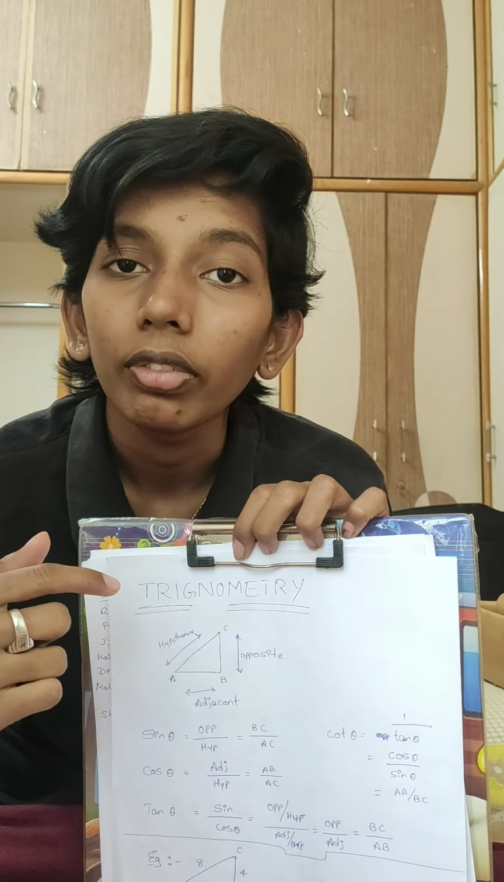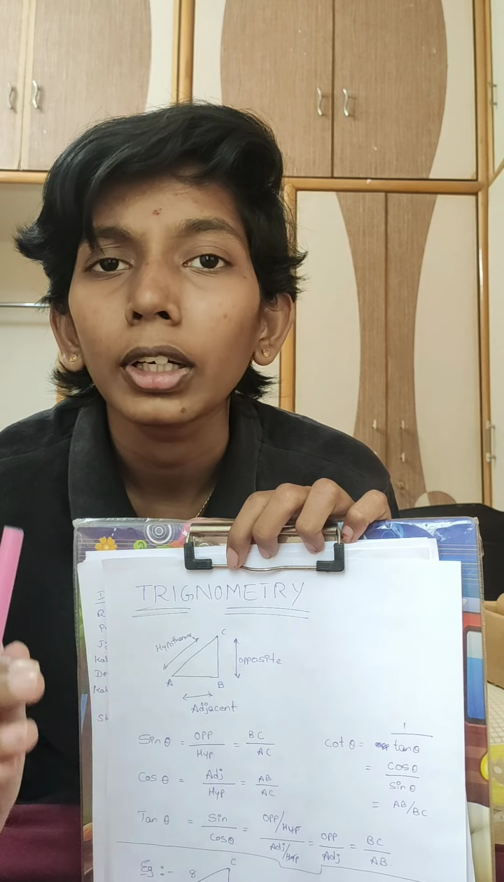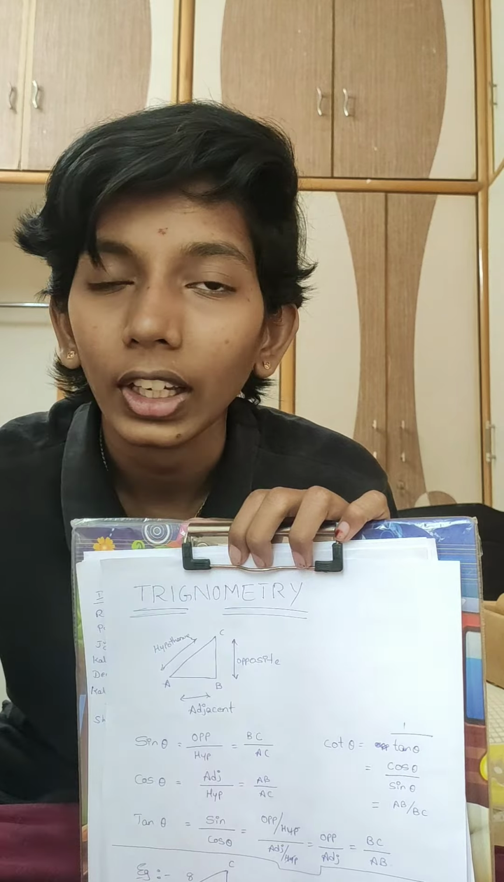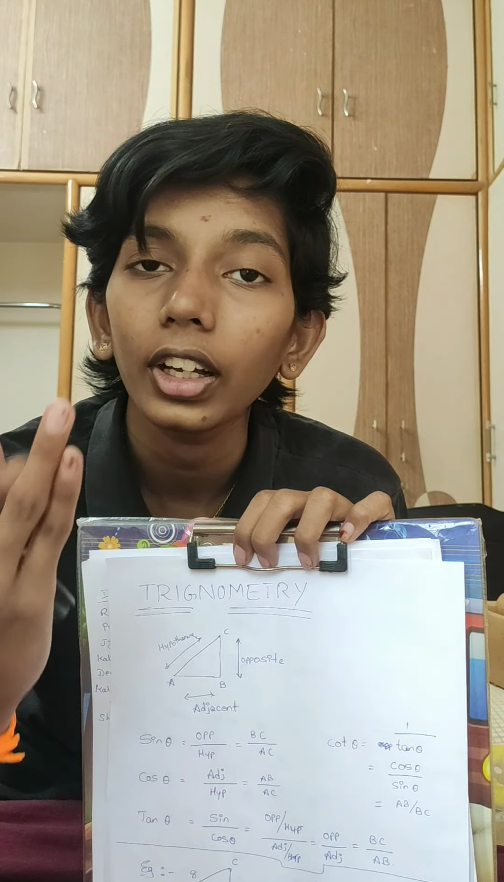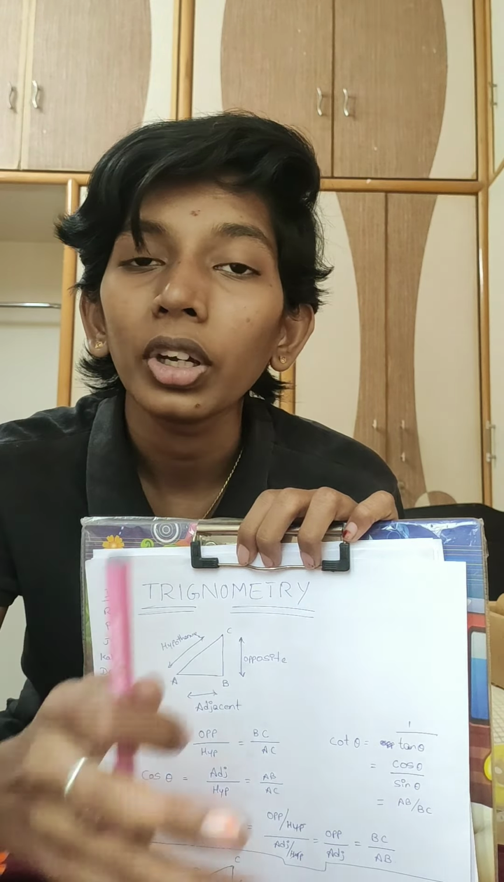Hello everyone, today we will learn what trigonometry is. Basically, what is trigonometry? It is a game played using a triangle with three sides. Now, what are those three sides? Those are nothing but the opposite side, the adjacent side and the hypotenuse. Opposite, adjacent and hypotenuse.